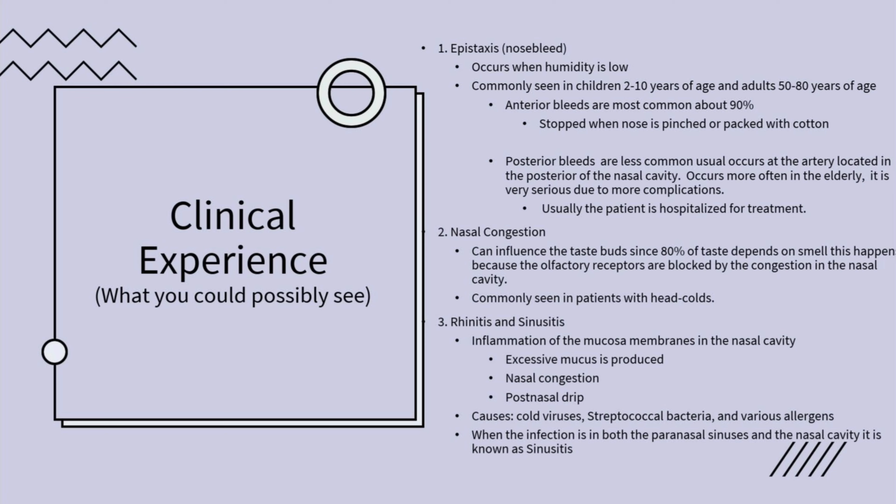The next thing you could possibly see in a clinical setting is rhinitis and sinusitis. And this is from inflammation of the mucous membranes in the nasal cavity. It can produce excessive mucus, and it also causes nasal congestion as well as postnasal dripping. And it's caused by cold viruses, and it's also caused by streptococcal bacteria and various other allergens. And when the infection is in both the paranasal sinuses and the nasal cavity, it is known as sinusitis at that time. Anything else occurring with the nose would be like a traumatic event.